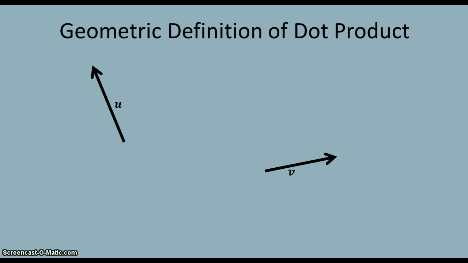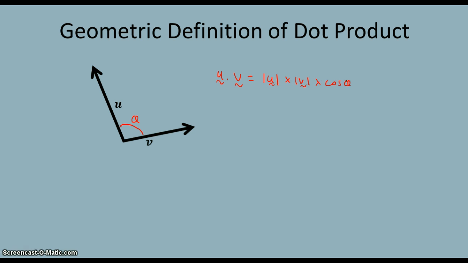If I wanted to find the dot product of two vectors, I have two vectors here, u and v. The method is similar to the parallelogram law of addition. I'd move the vectors together so that their tails are together. And if we let the angle between the two vectors be theta, the definition of the dot product, which is written as a dot, so u dot v, is equal to the magnitude of the vector u multiplied by the magnitude of the vector v and multiplied by the cos of the angle in between them.